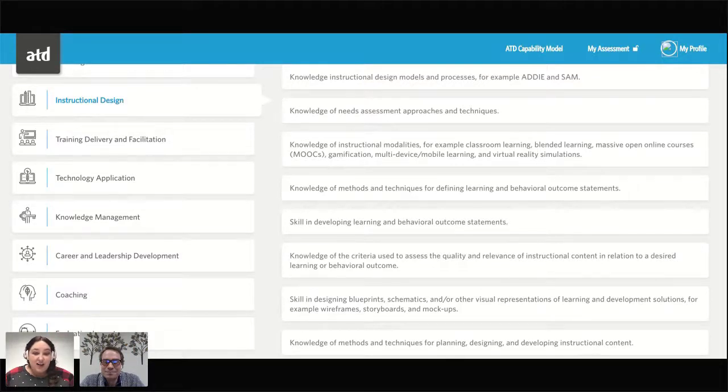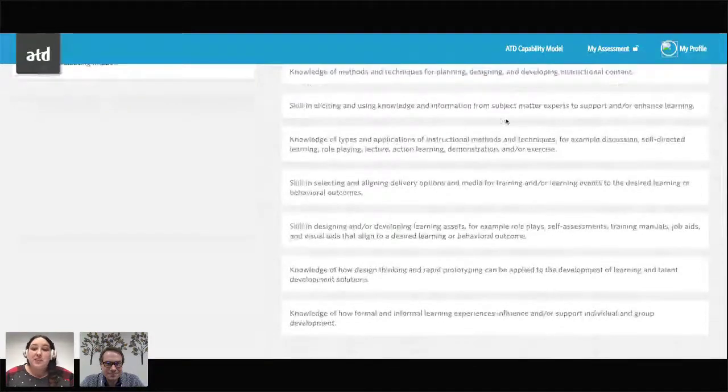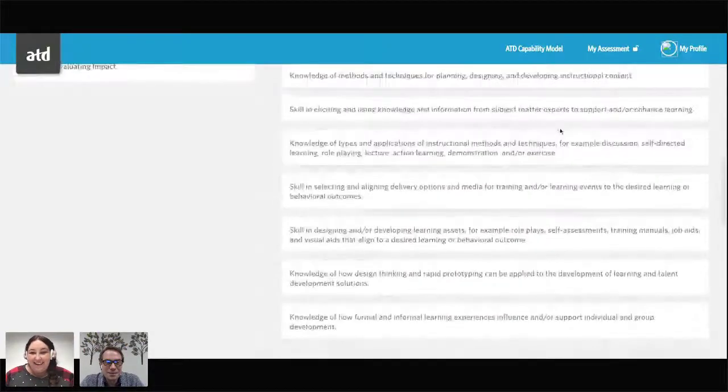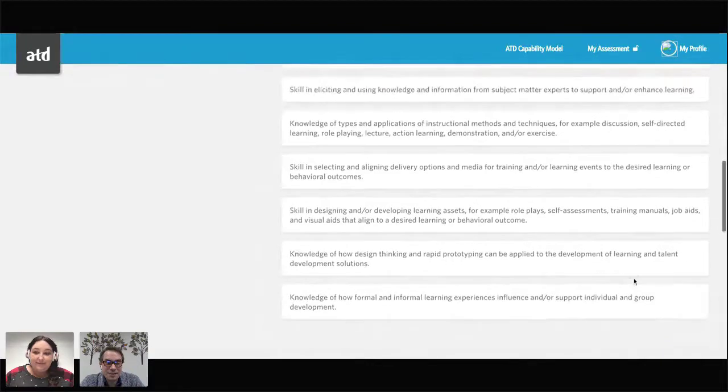Other things on here are about different blueprints, visual representations. This is a big one, how to get information from SMEs. Yeah, but read the sentence. Wow. So basically they could have written working with SMEs. Skill in eliciting and using knowledge and information from subject matter experts to support and/or enhance learning. And/or is even worse. Doesn't it sound so non-confident, like insecure? It could be an or, but there's also a case where it could be an and. I'd rather screw it up than look wishy-washy like that.